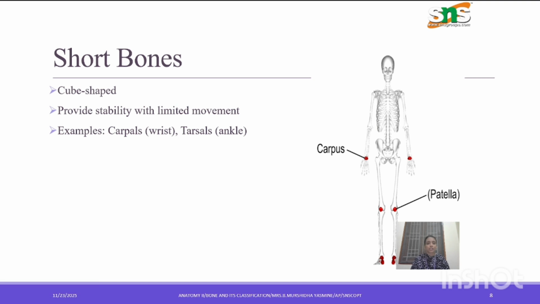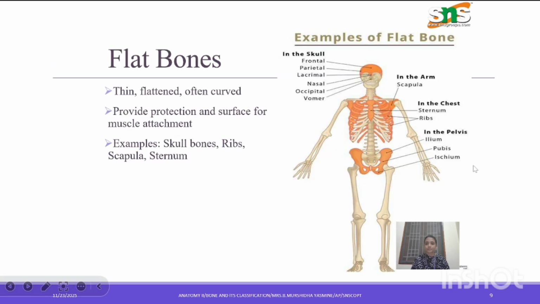The next classification is short bones. Short bones are cube shaped, which is basically for stability rather than mobility, with limited movements available in the short bone. Examples are the bones present in the wrist and the ankle, which are called carpal bones and tarsal bones. The picture shows you the clear marking of the short bones which are present in the wrist and in the ankle.